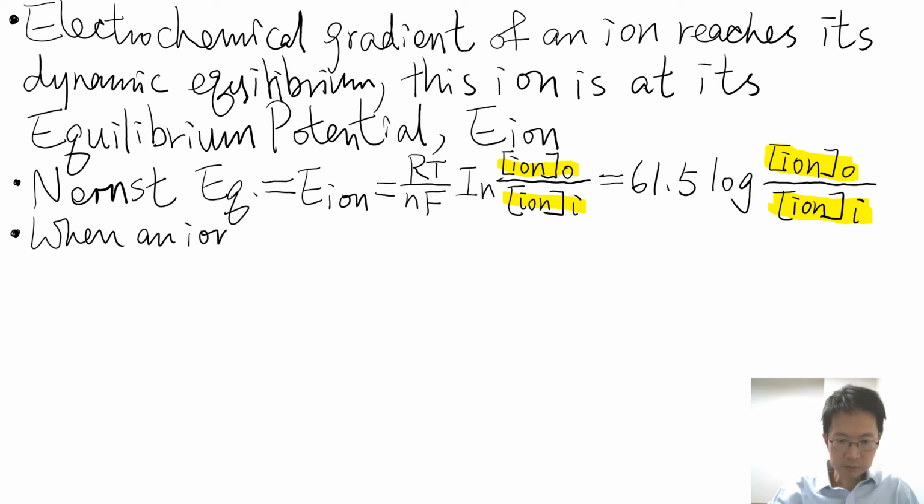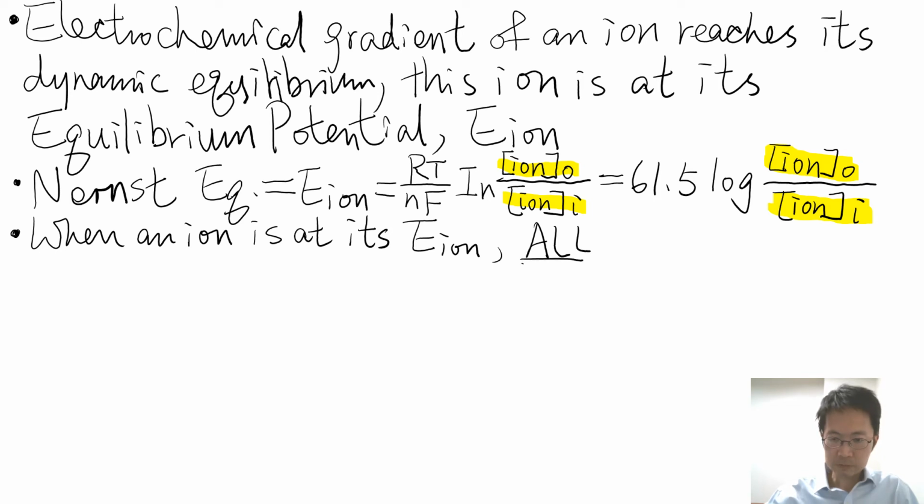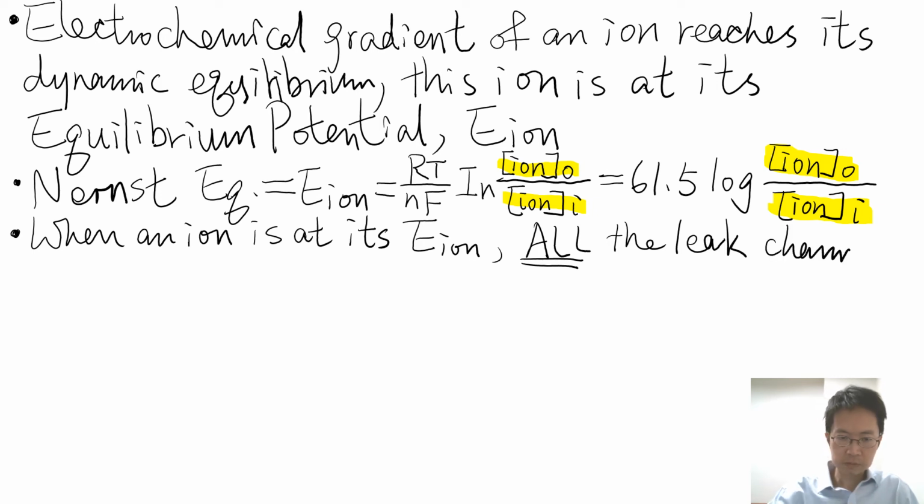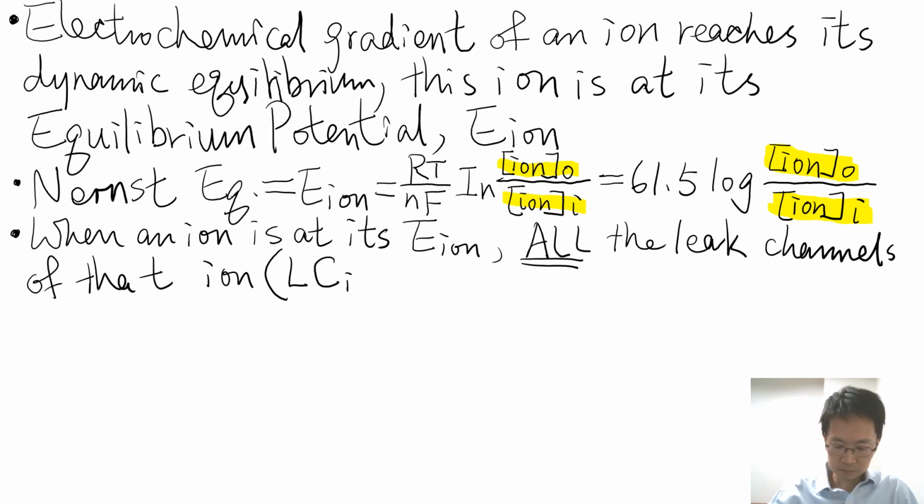When an ion is at its ion equilibrium potential, or the leak channel of that ion, so we call this leak channel ion open. So that's the physical meaning of the equilibrium potential.